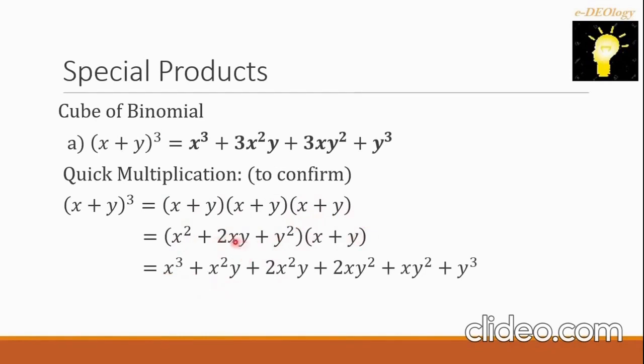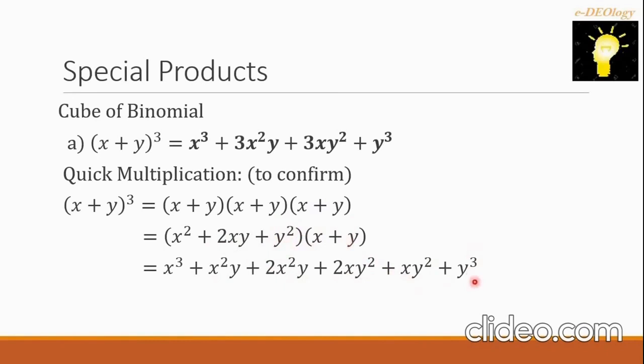Let's have this 2xy multiplied by x. We'll get this 2x squared y. This 2xy multiplied by y, we'll get this 2xy squared. And the last term for the trinomial, y squared times x, we have the y squared x, or we can write like this, xy squared. And then the y squared multiplied by y, we'll have this y cubed.